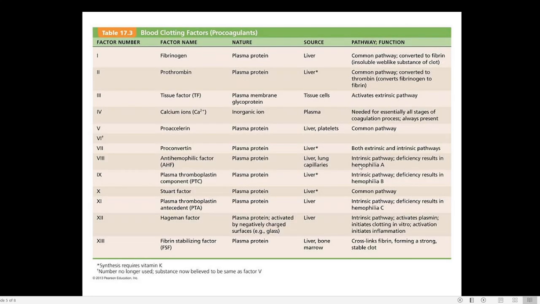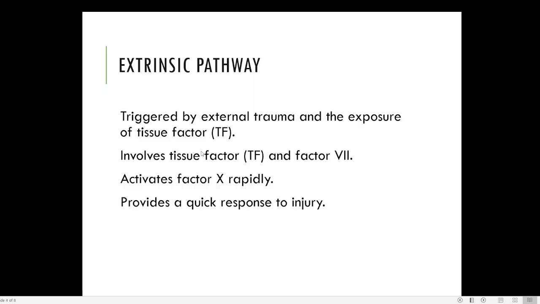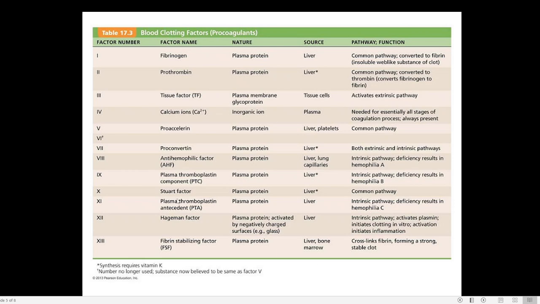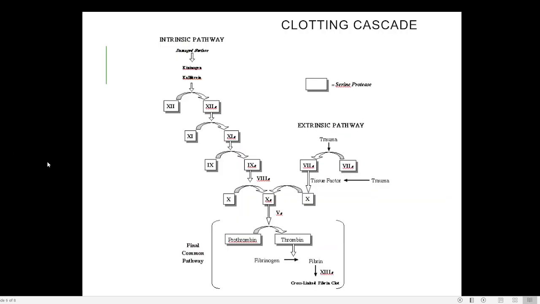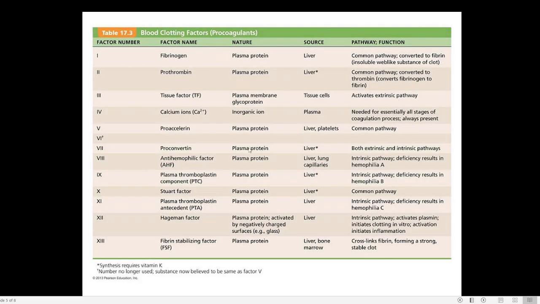The name of factor 7 is pro-convertin. So these are the two important factors, tissue factor and factor 7, and they will activate factor 10, which is the Stewart factor. We have already seen that. So in the case of the extrinsic pathway, some kind of external trauma or external injury leading to the loss of blood will lead to the conversion of pro-convertin into an active form.